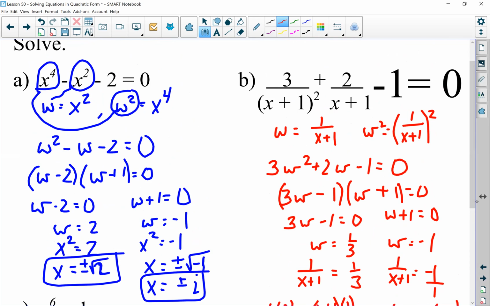Again, checking is never a bad idea, but because these are in that quadratic form, and we're not squaring things or taking dividing by a variable. And here it's set up that way to start. So we didn't divide by it. It was given to us that way. Your solution should be good.